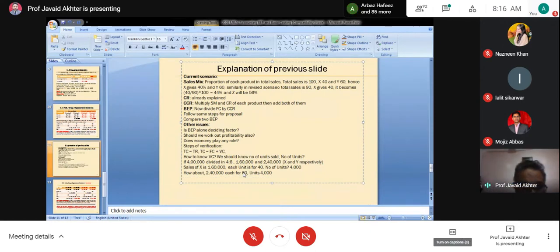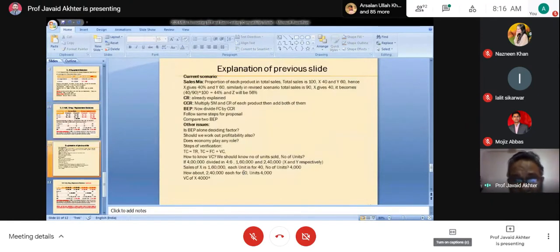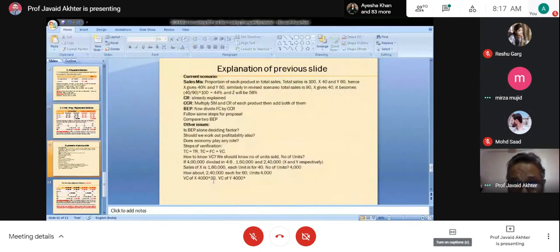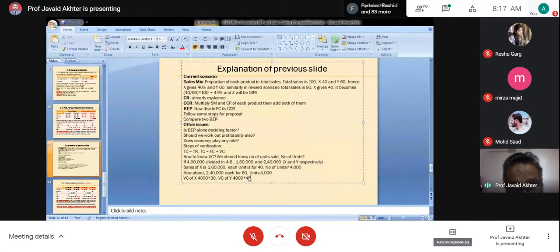So variable cost can be calculated. What will be the variable cost of X? 4,000 into how much? 30. 4,000 into 30. Okay, what will be the variable cost of Y? 4,000 into 45. What is the total? It becomes 1,20,000, and the other one becomes 1,80,000.